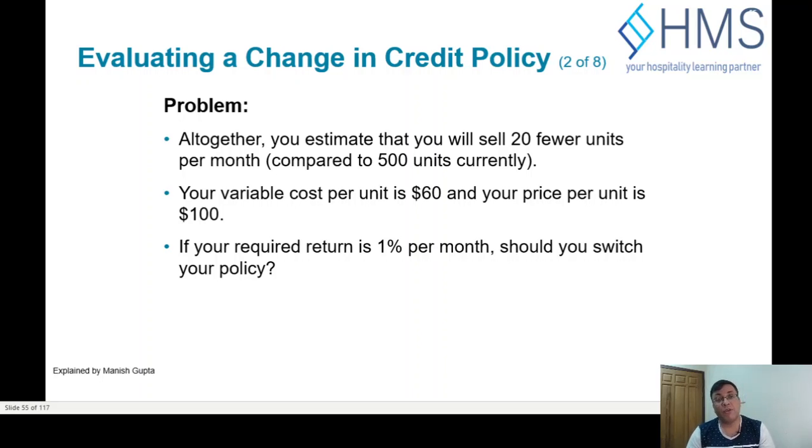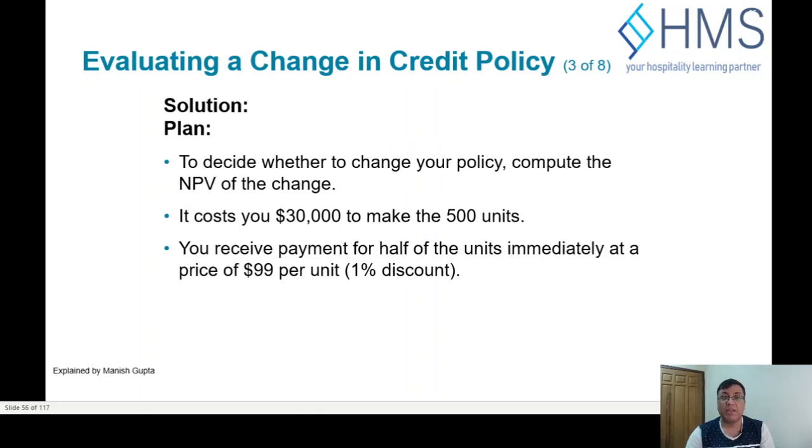Now, if your required rate of return is 1% per month, will you switch to the policy? It means you have a cost of capital of 12% basically. So let us look at how we are going to evaluate this policy and situation. The first step is to decide what will be the incremental cash inflow and cash outflow for each period, so that we can understand.